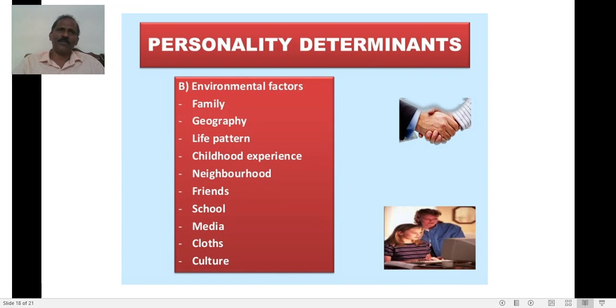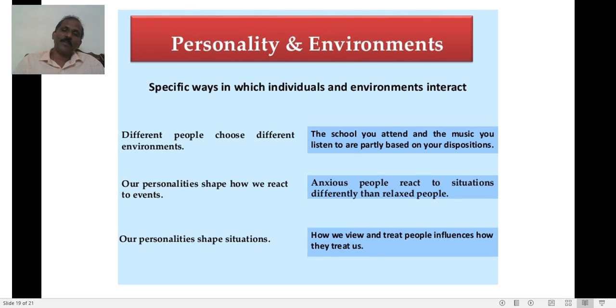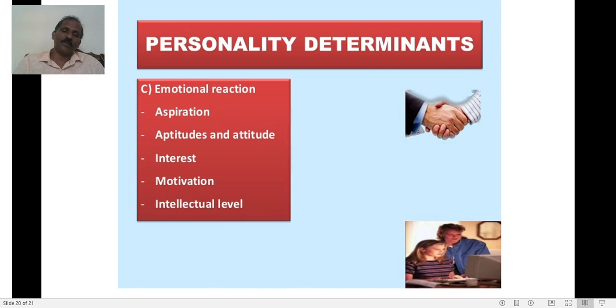See, culture: when you behave sometimes rudely or badly, they say, oh, it shows. Or when you quarrel with your friends or parents, they say it shows your culture, the culture in which you were born and all. It's not you, that culture. Or some dressing pattern, these all matter a lot. Next, personality and environment.